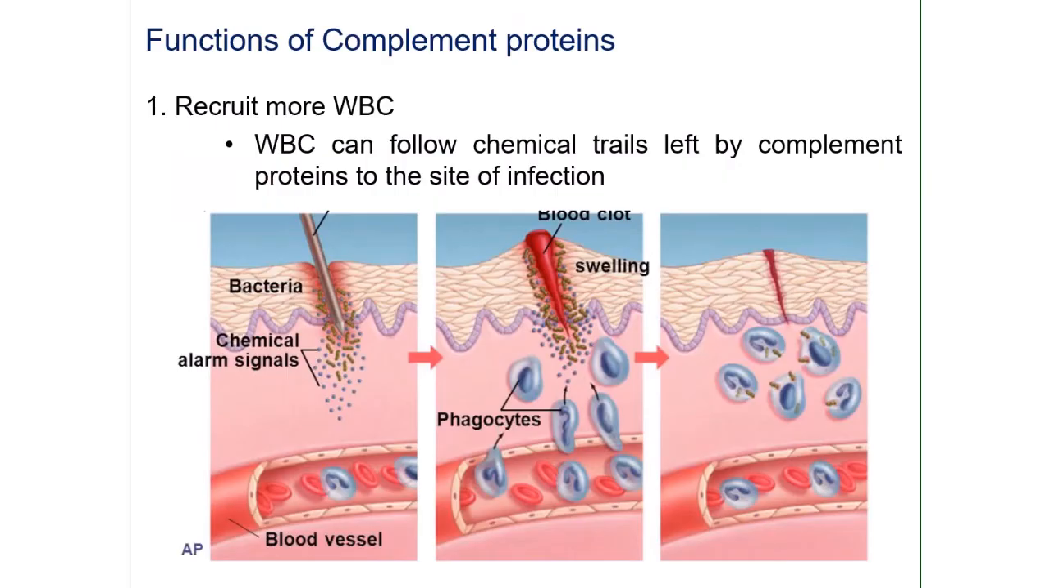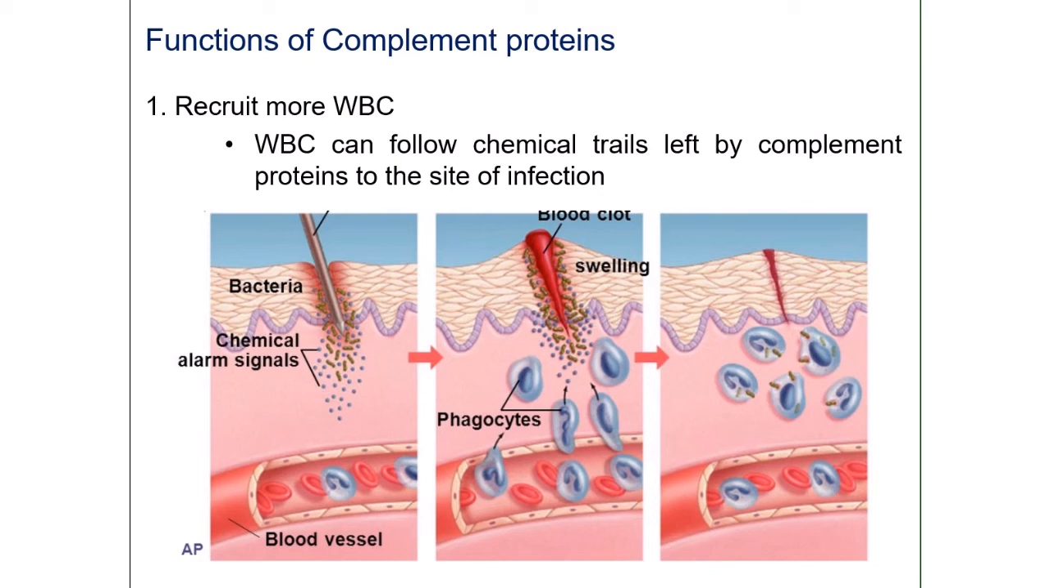So number one, complement proteins will help recruit more WBC. As you might remember, the purpose of inflammation is to recruit more WBC and to recruit more plasma protein, right? So complement protein is going to help synergize that, is going to help enhance that function.